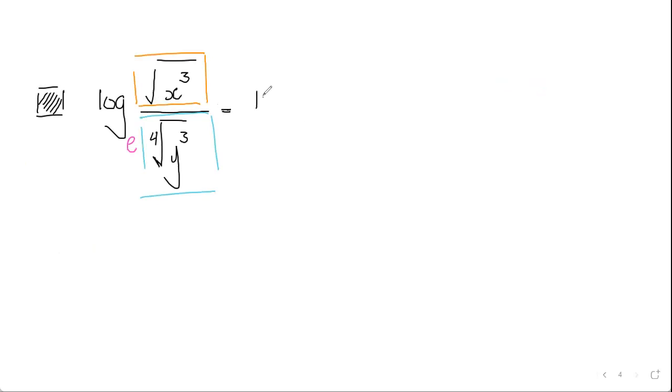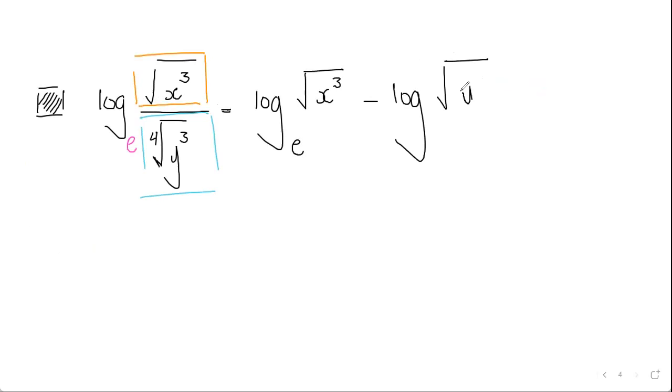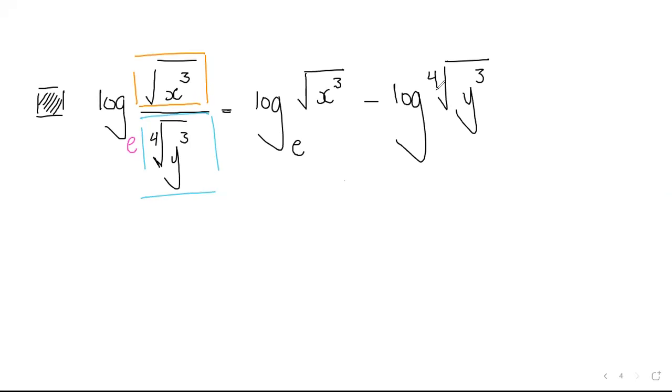Write it like that. We write log of square root of x to the power 3 with the base e, minus the log of square root of y to the power 3 with index of 4. And that's the first thing which we did so far.